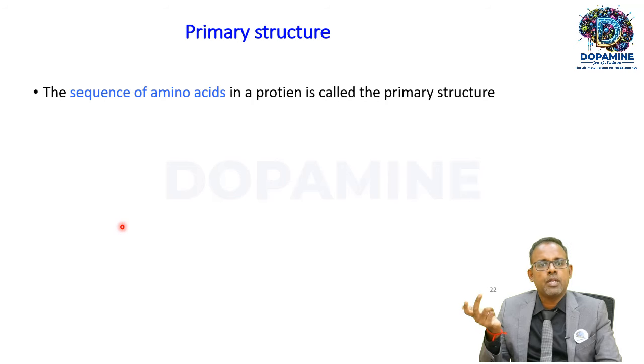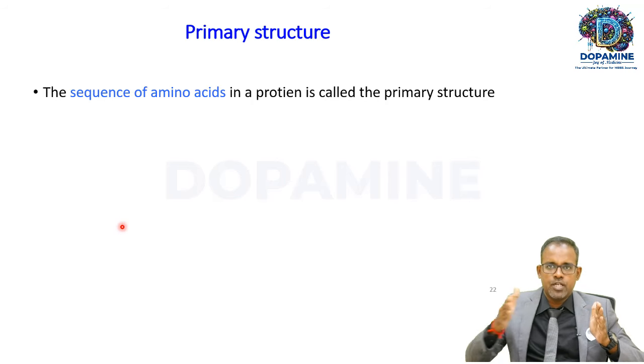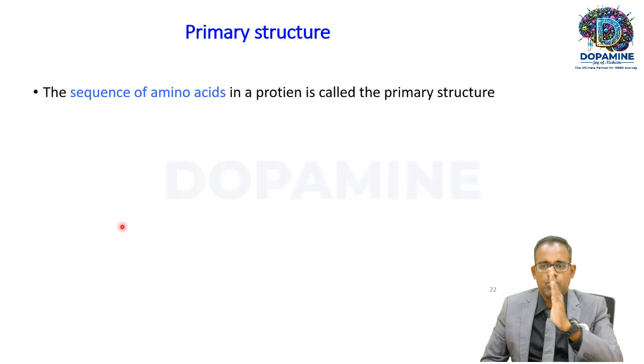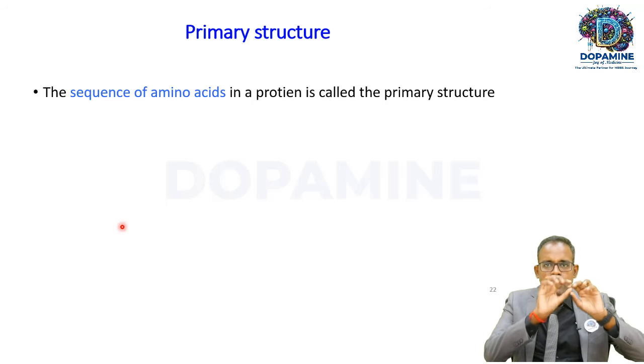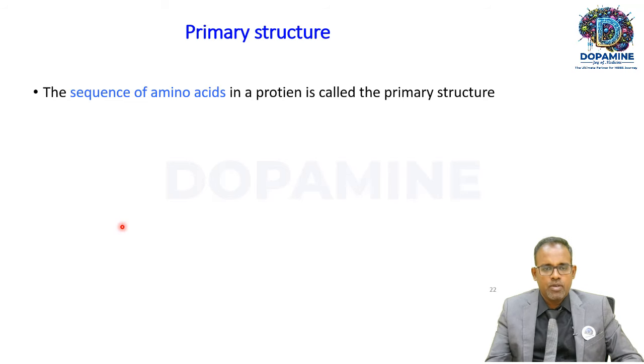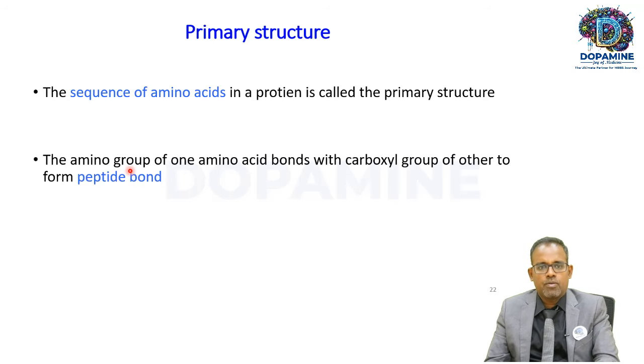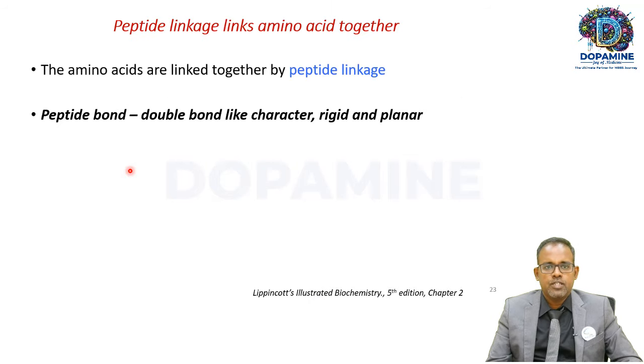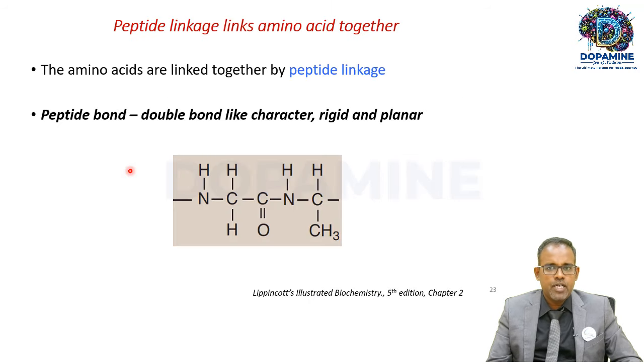What is primary? Primary structure is the sequence of amino acids in a protein. Just a sequence of amino acid 1, 2, 3, 4, 5, 6, 7, 8. It's a linear sequence, a straight chain, and they are joined together by peptide bond. That is primary structure. See here, this peptide linkage, the peptide bond, has a double bond like character. They are rigid and planar. That's a characteristic of the peptide bond.